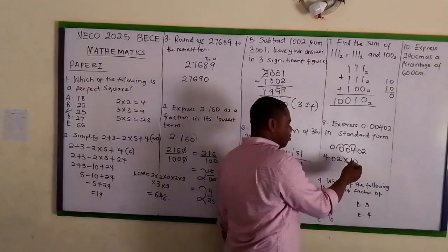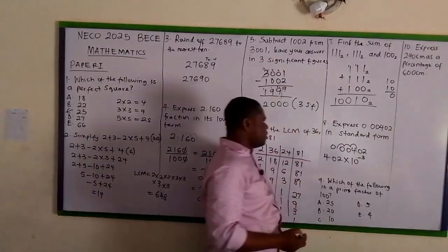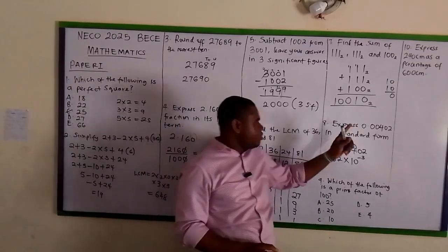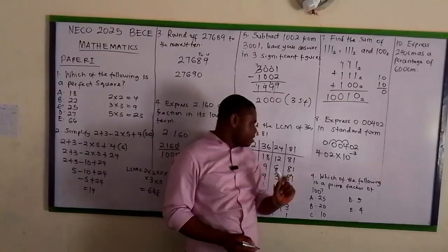This I move to the right hand side, so the power will be negative, 10 raised to the power minus 3. So 0.00402 in standard form will be 4.02 times 10 raised to the power minus 3.